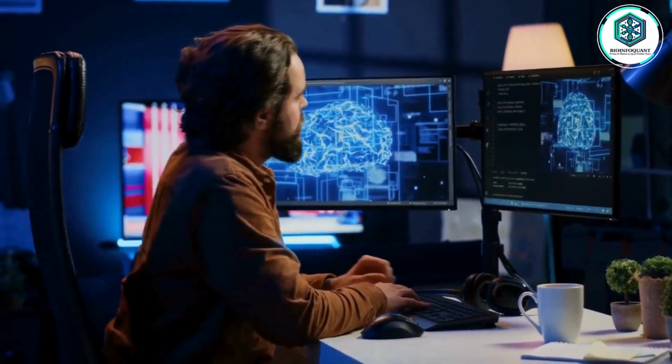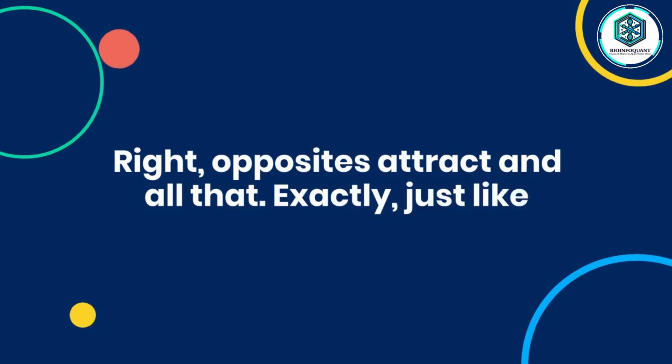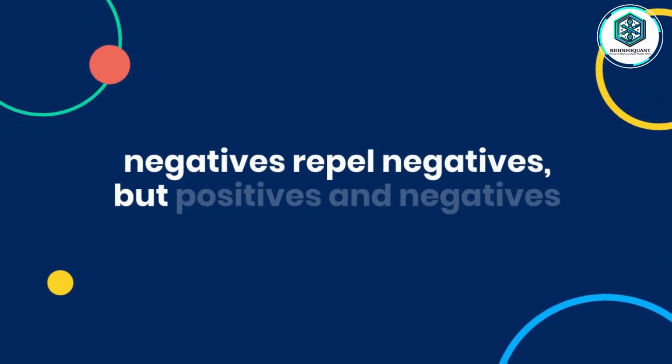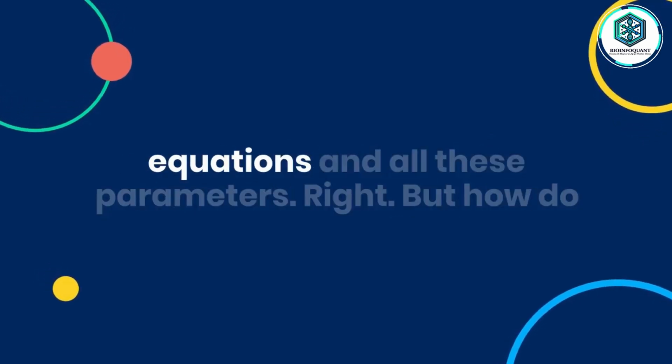Precisely. Then there's Coulomb's law, which is all about the forces between charged atoms. Right, opposites attract and all that. Exactly. Just like magnets, positive charges repel other positives, negatives repel negatives, but positives and negatives attract each other. Makes sense.